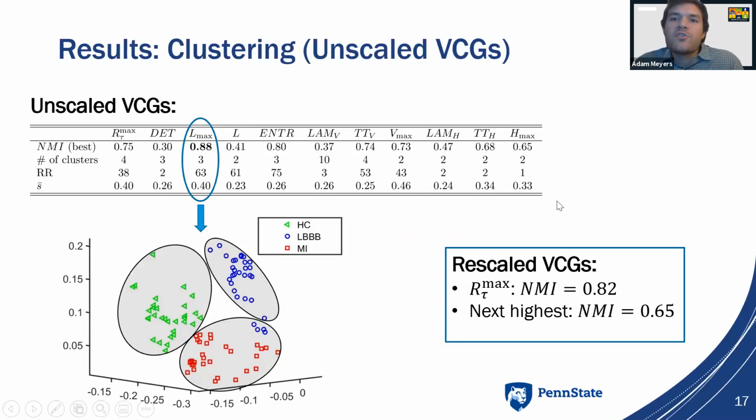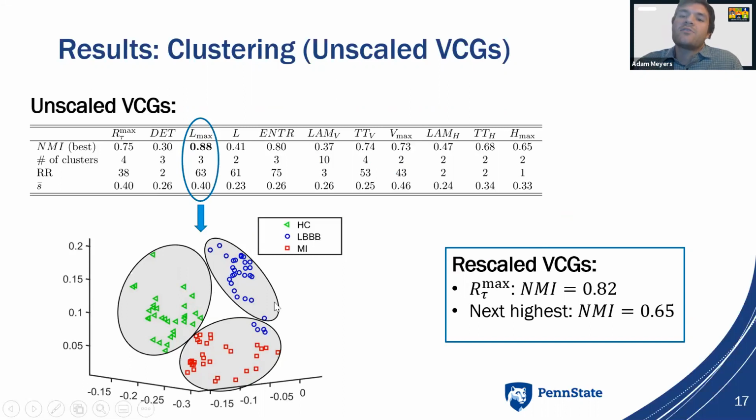Here's a table of the results. I just want to point out that, again, Lmax did the best. It had an 88% or 0.88 NMI score. So that's the external evaluation measure. That means that Lmax produced a clustering that was very close to the ground truth.